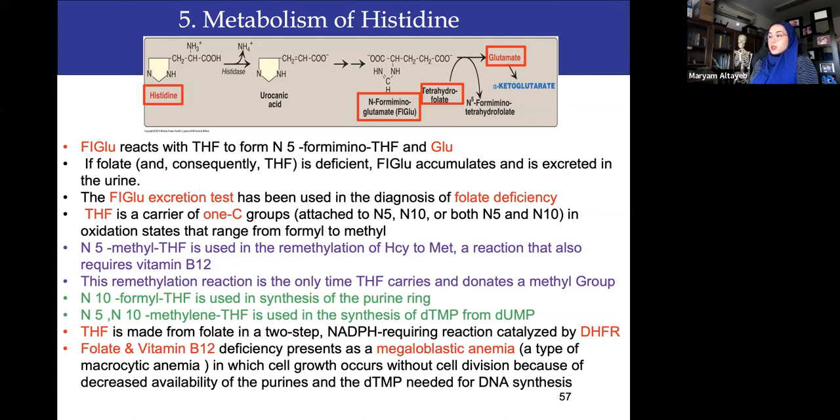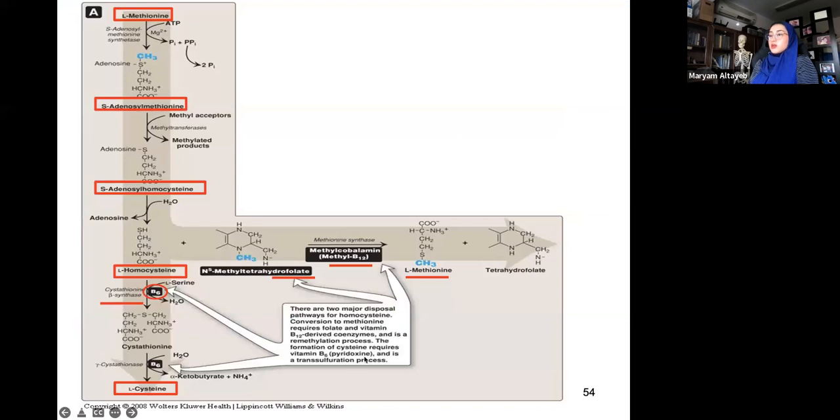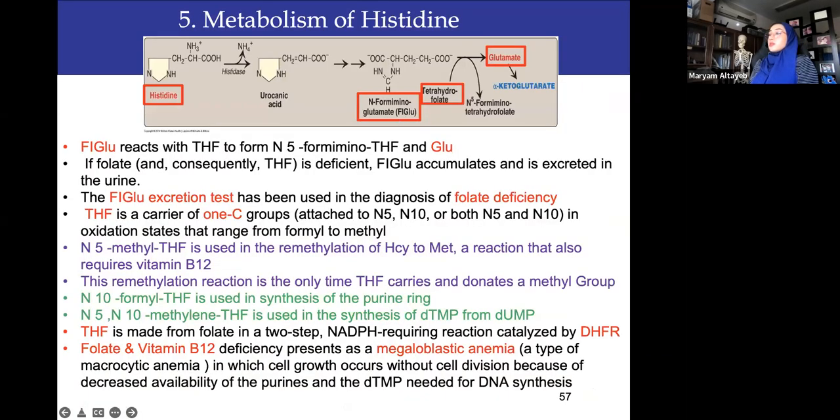I'm going to repeat that one more time because I felt like it was a bit confusing. So we know homocysteine can be converted back to methionine, but it requires vitamin B9 and vitamin B12, and it's going to give us tetrahydrofolate as an end product. This tetrahydrofolate can be used to convert a molecule from breakdown of histidine to form glutamate and alpha-ketoglutarate and reform this N-formimino tetrahydrofolate. Why do we care about that?